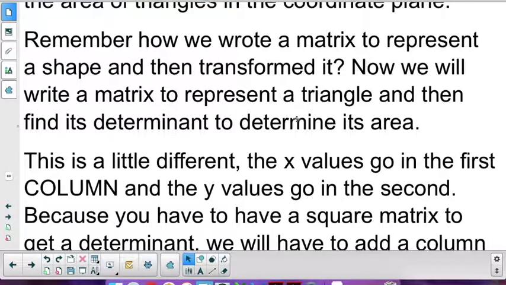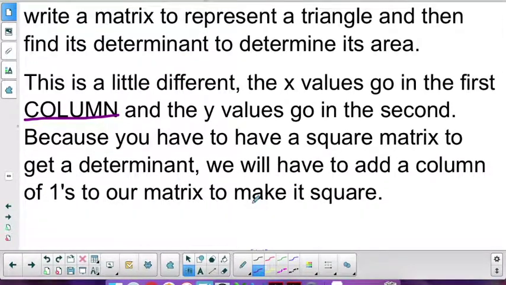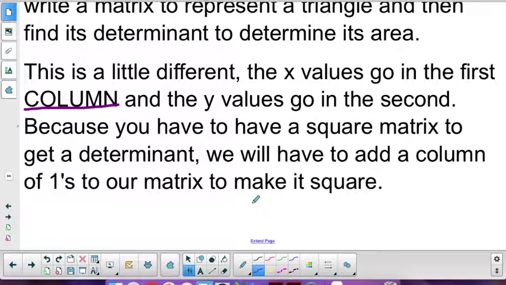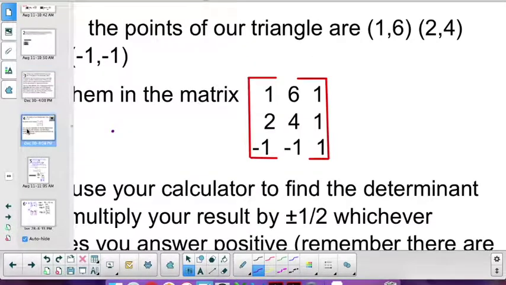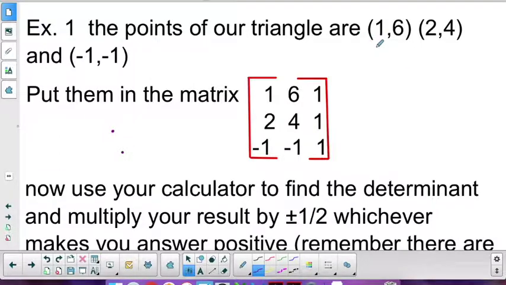Before, the x values went in the first row and the y values went in the second row, and this was written as like a horizontal matrix. It's a little different this time because now you're looking at columns. So the x's go in the first column, the y's go in the second column, and then we add a column of ones to make it a square matrix. Okay? It's just a side note that you can use with the determinant to find the area of a triangle as long as you have all 3 coordinates. Okay, so let's try one. Again, just as a side note. Okay, so our triangle points are 1, 6, 2, 4, and negative 1, negative 1.